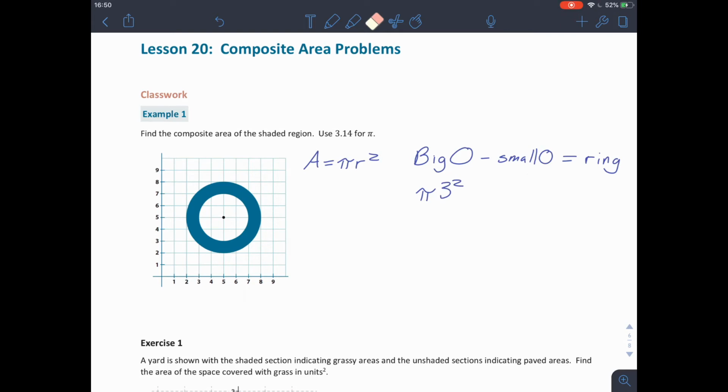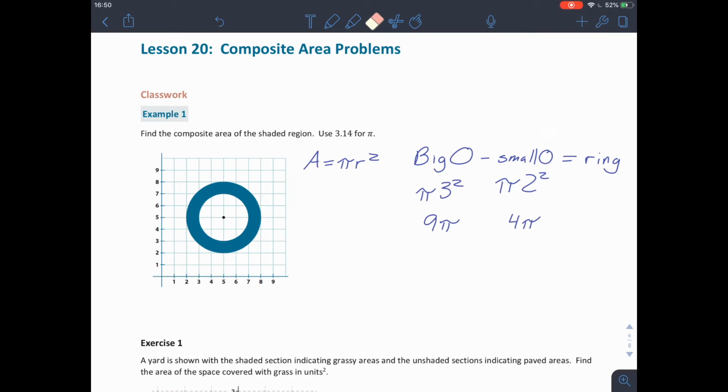If you use the same strategy for our small circle, the white piece on the inside that looks like it is missing from our ring, you would find that the radius is 2 units. So once you have those, you can plug them into our formulas for area of a circle. For the big circle, you would do pi times 3 squared, which gives us 9 pi. For the small circle, you end up with pi times 2 squared, which is 4 pi.